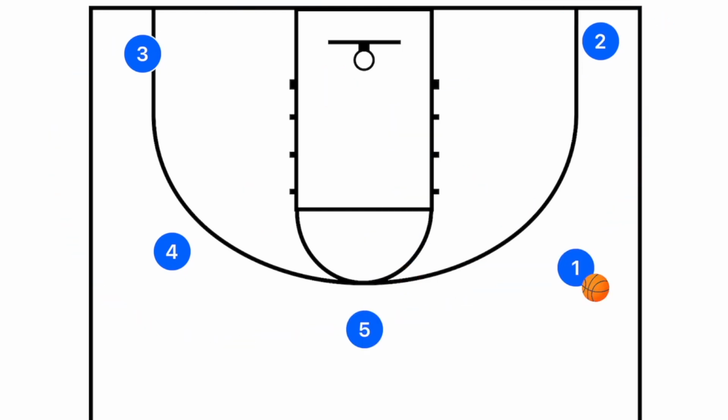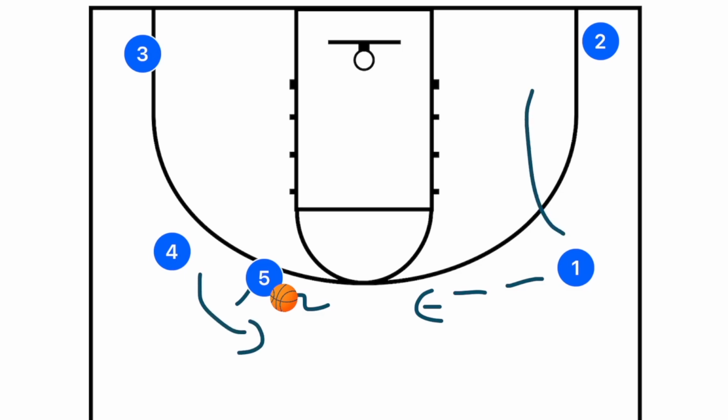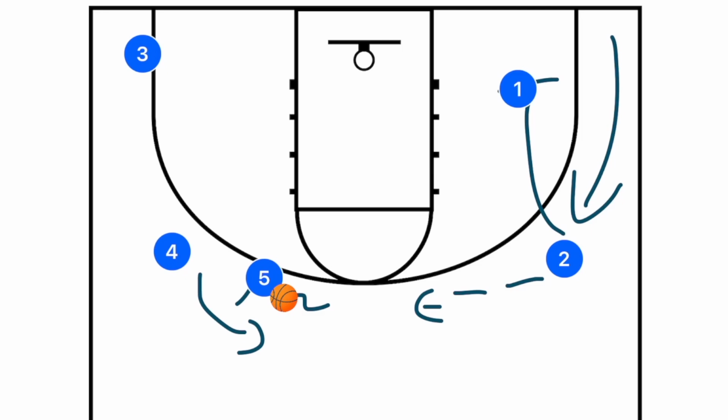Another fantastic option is in the 5-out offense, you start with the ball on the right wing. You're going to have player 1 pass the ball to player 5, and now this is going to turn into a dribble handoff with player 4. We're then going to have the down screen for player 2. Player 2 is going to be coming off of that down screen. Player 4 gets that ball.